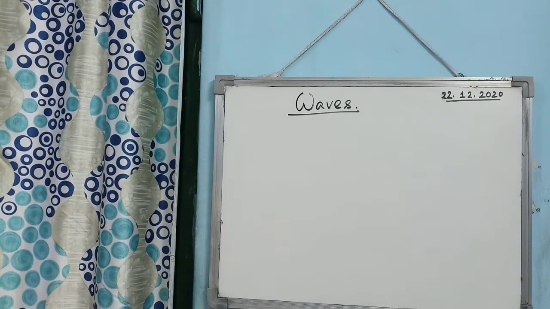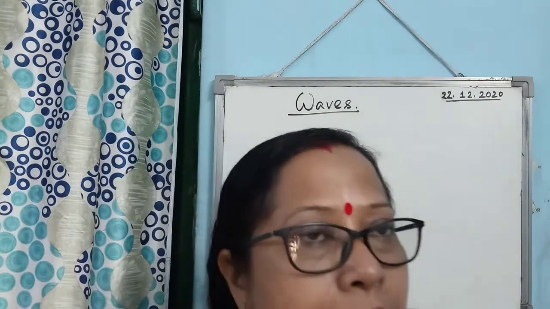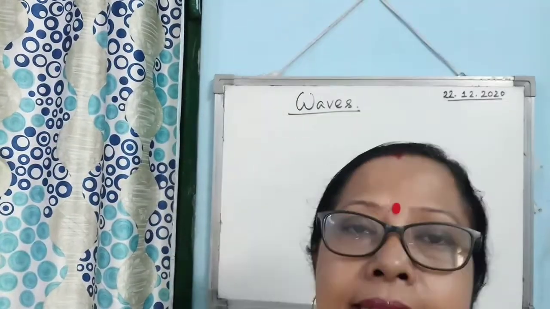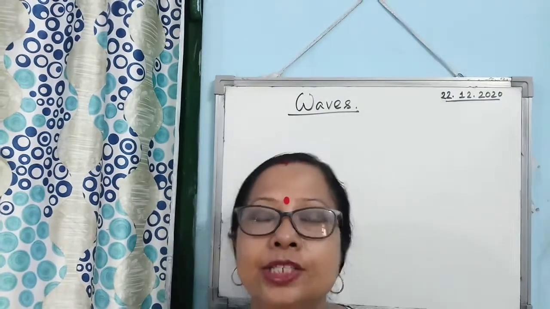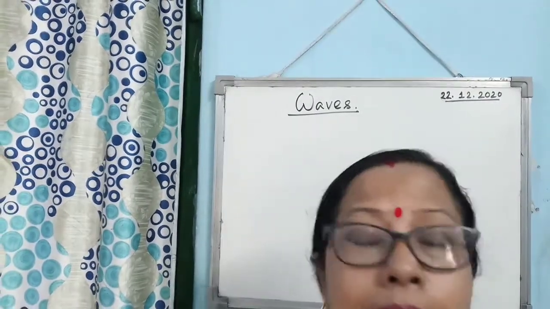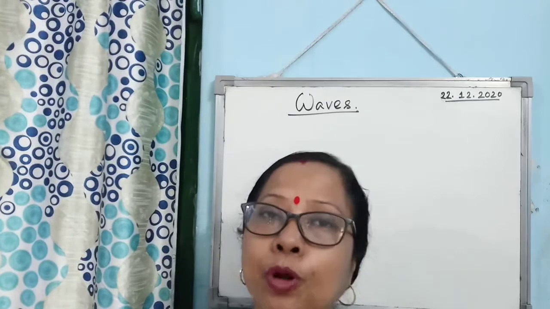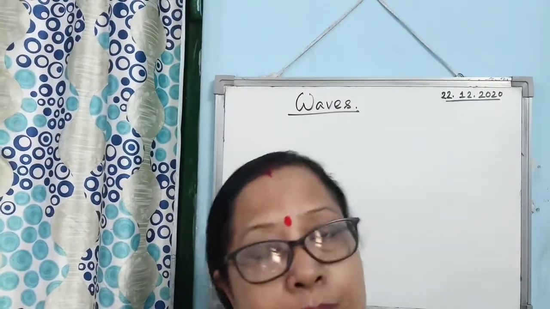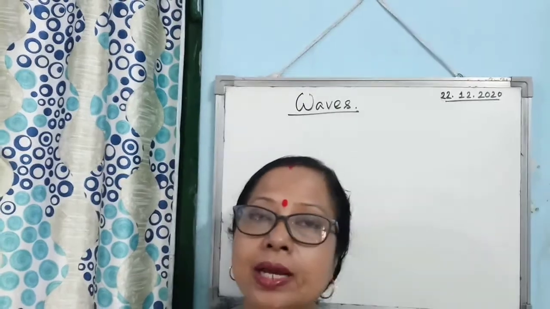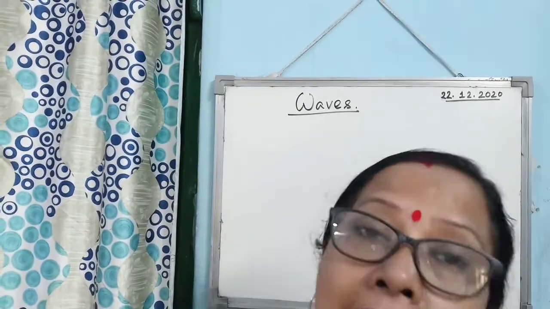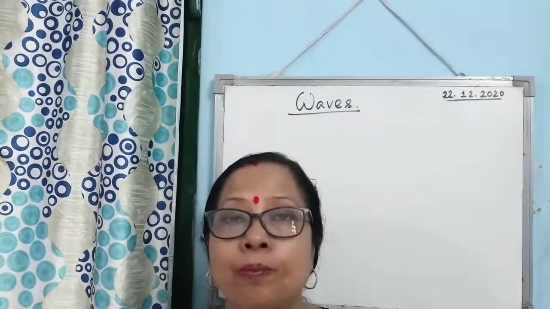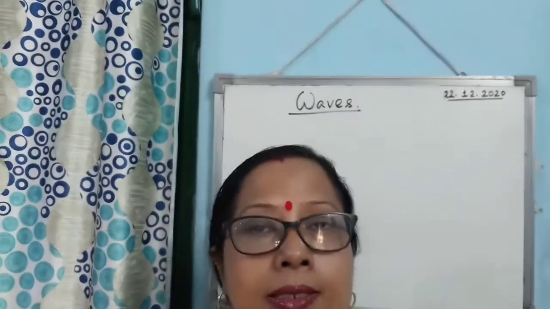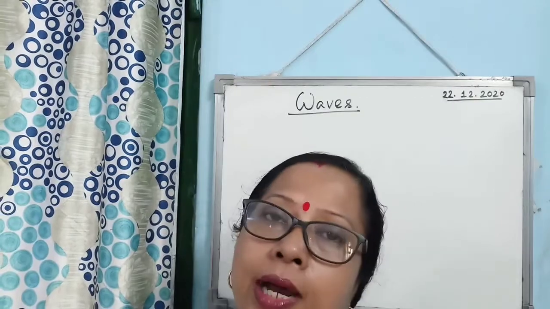So, I'm starting the next chapter, waves. What is a wave? Everybody knows it is a disturbance which is created due to the vibration of the particles of the medium. Not only that, it propagates through the medium with the same speed. In a particular medium, the speed remains constant and the form of the wave also remains constant. That is known as wave motion or the wave.